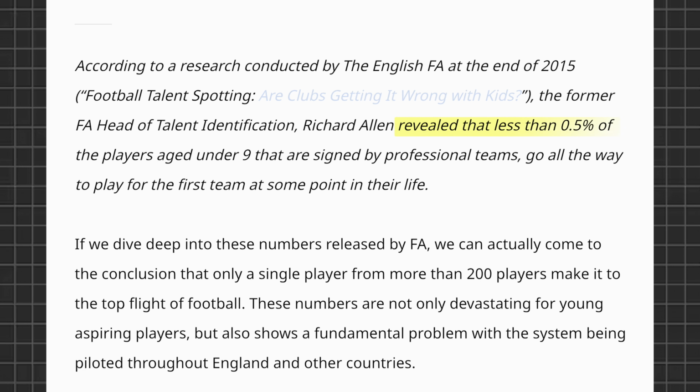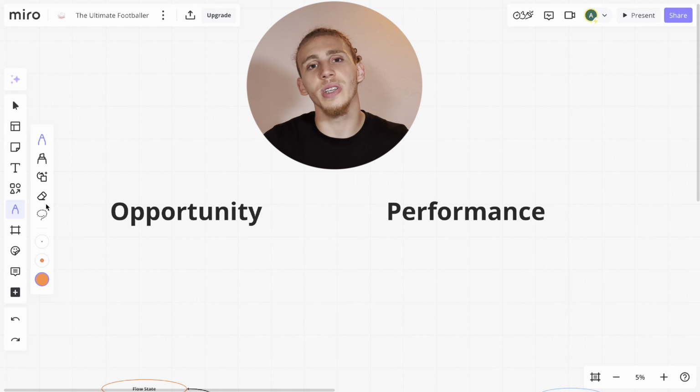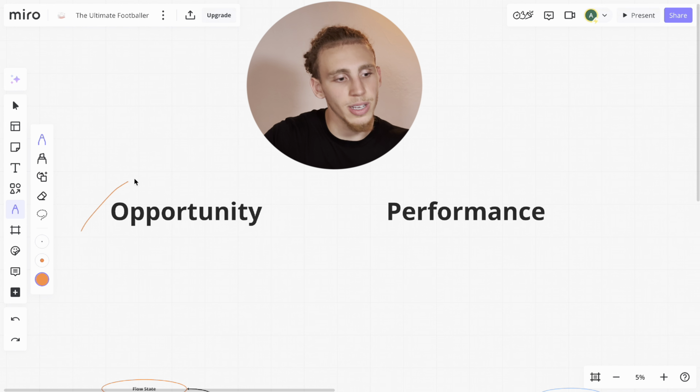In a sport where less than 1% of players make it pro, you've got to ask yourself, what is going on? I'm going to expose what they're doing wrong and what you can do to differentiate yourself as a player. Now, there's only really two aspects of standing out. There's opportunity and then there's performance.